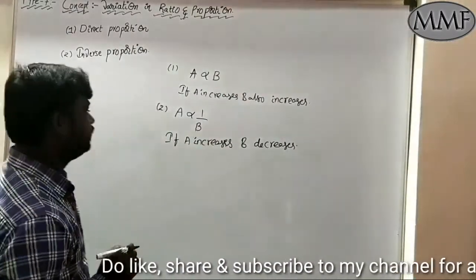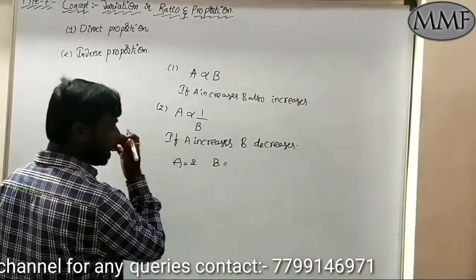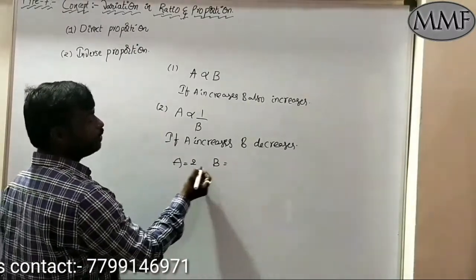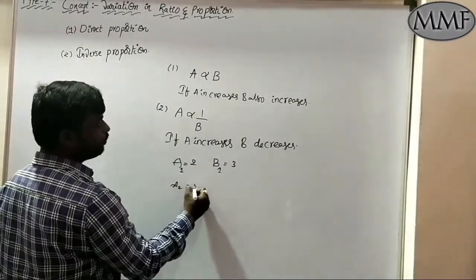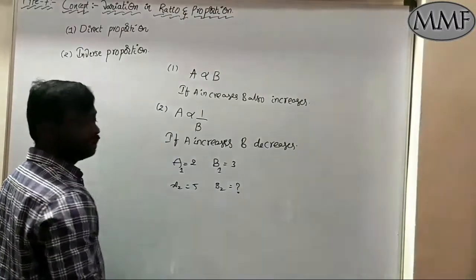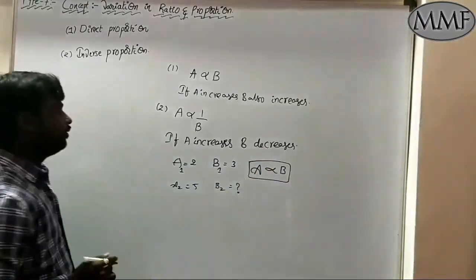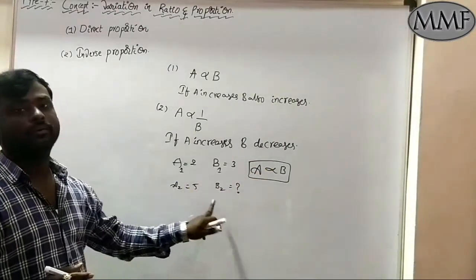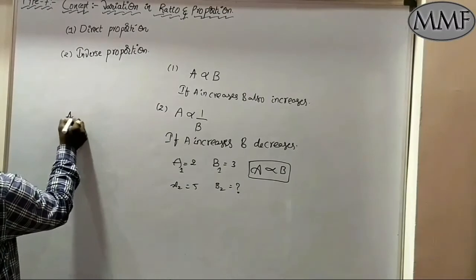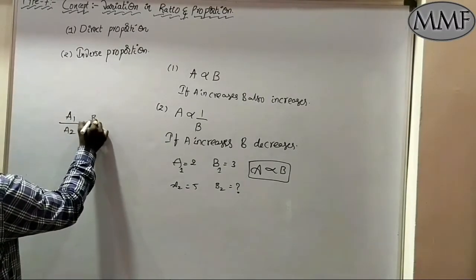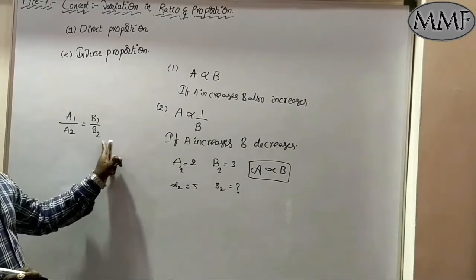Let's see. There are two variables. A1 is equal to 2, B1 is equal to 3, A2 is equal to 5. What is B2? If A is directly proportional to B, A1 is 2, B1 is 3, A2 is 5. What about B2? If A is directly proportional to B, then A1 by A2 is equal to B1 by B2. Direct proportion means A1 is directly proportional to B1, A2 is directly proportional to B2.